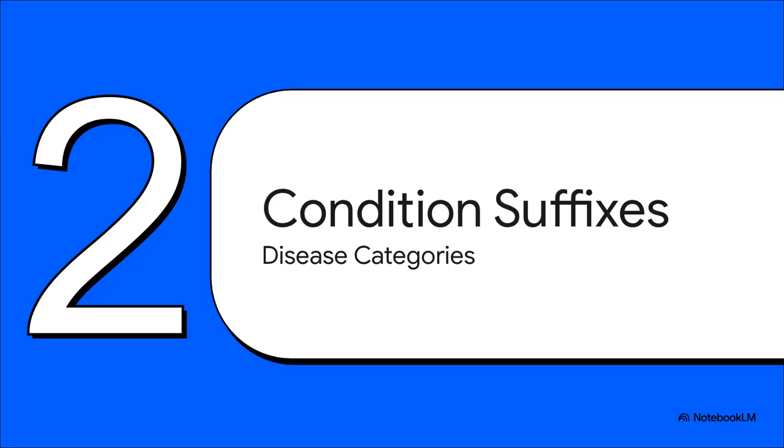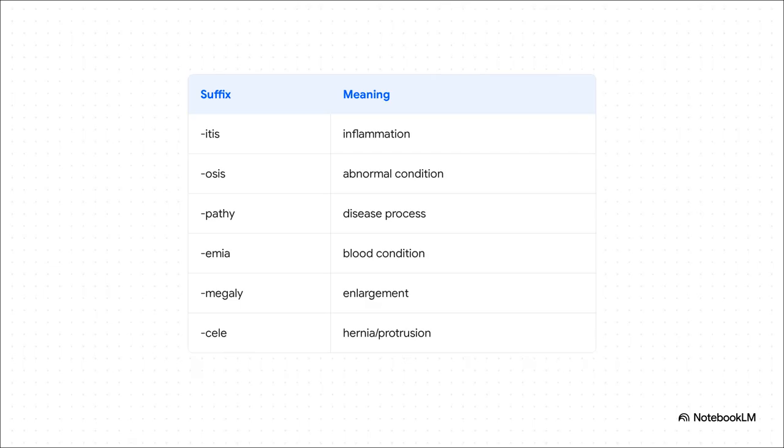Section 2. Disease and condition suffixes. Clinical categories. Okay, so the suffix is pretty much the grand finale of a medical word. It tells you exactly what is going wrong with the patient. So itis screams inflammation. Osis points to an abnormal condition. Pathy refers broadly to a disease process. Now, if the issue is in the blood, you'll see emia. If an organ is dangerously enlarged, like hepatomegaly, you'll spot megaly. And cele warns you of a hernia or a protrusion. The cool thing is, if you lock these endings to a root word, you instantly decode the diagnosis.